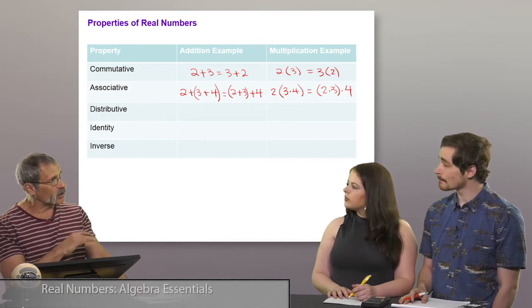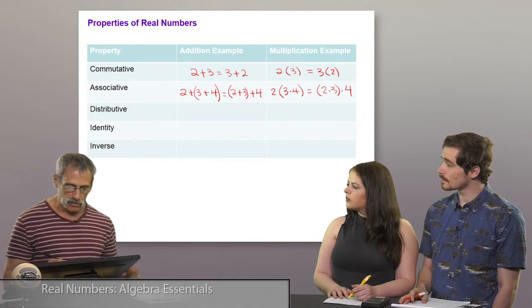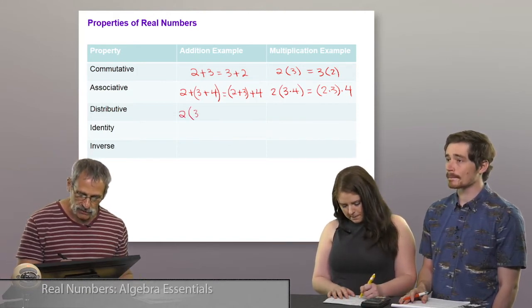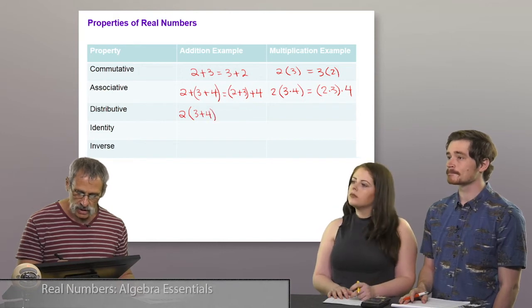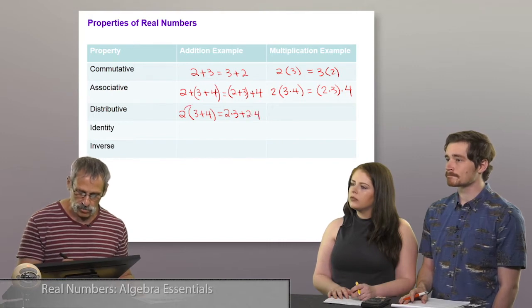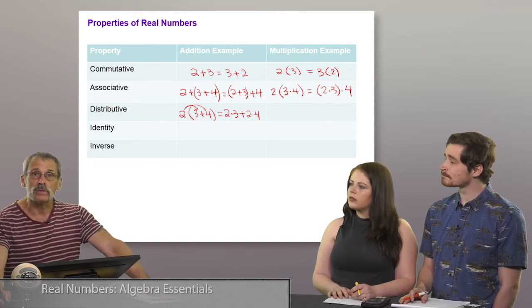Distributivity just means I'm going to move a multiplier through an addition set of symbols. So if I had 2 times 3 plus 4, if I distribute the 2, that means I can take 2 times the 3 and then add to it 2 times the 4. And people draw these arrows to show the distributivity that's involved.